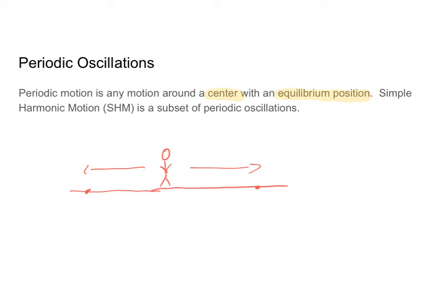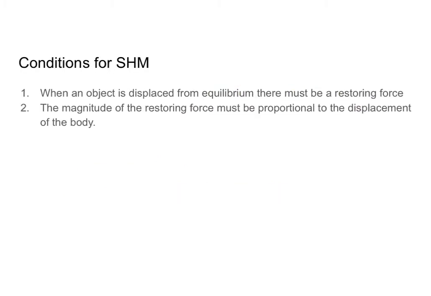Now, this is not really what we're talking about when we get into simple harmonic motion in this unit, but I wanted to make it very clear that periodic oscillations are a very general topic. Simple harmonic motion, however, is much more specific. So for something to be in simple harmonic motion, there needs to be a restoring force, and the magnitude of the restoring force must be proportional to the displacement of the body.